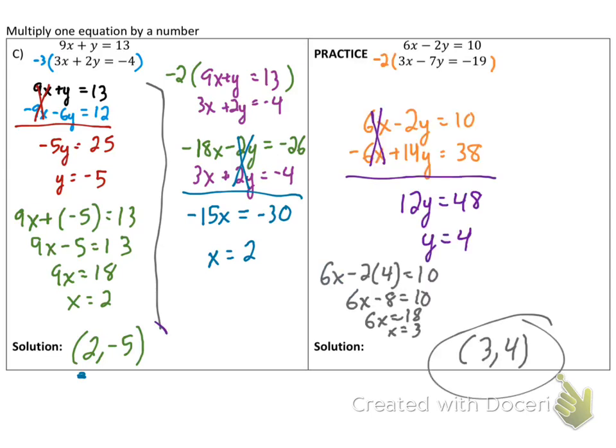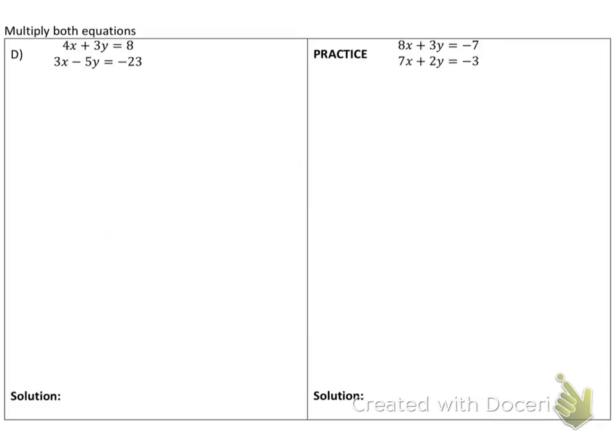So there you'll see the work for the practice problem. Eliminate the x's. You've got to get opposite coefficients. So the 6 and 3 both go into 6, so you've got to multiply 3 by -2 to get those opposite coefficients. So make sure you get that work down, and let's go on to the next one.